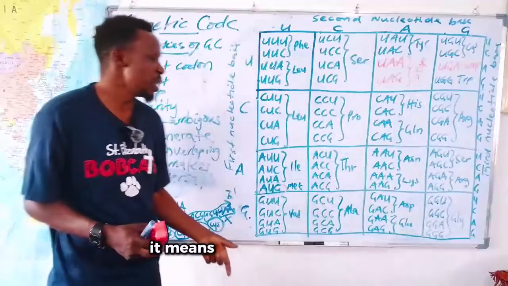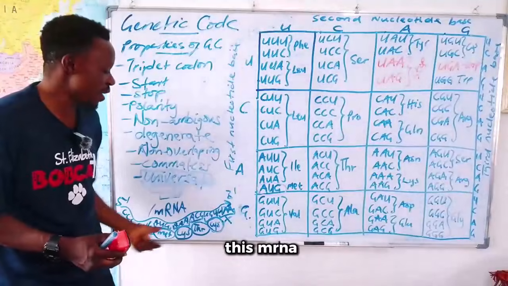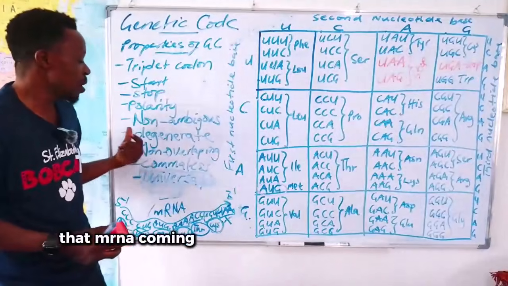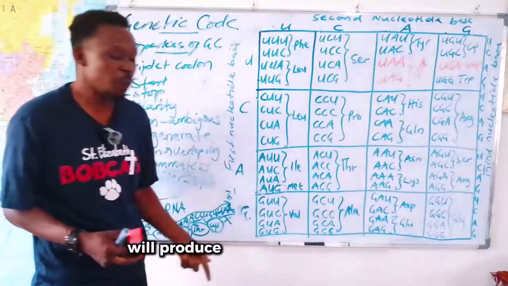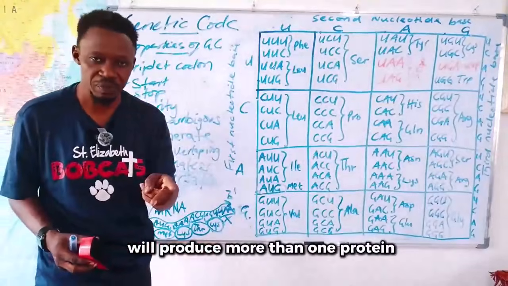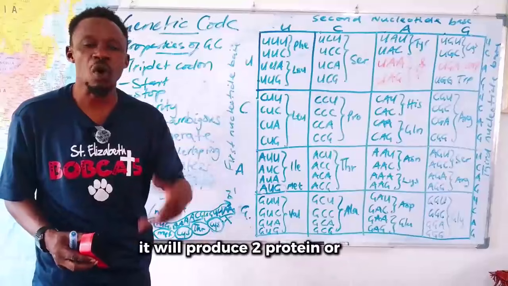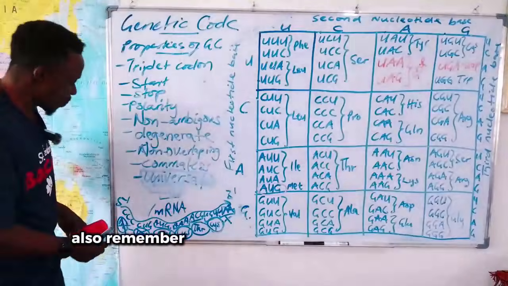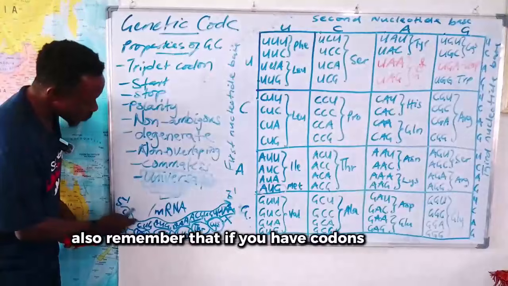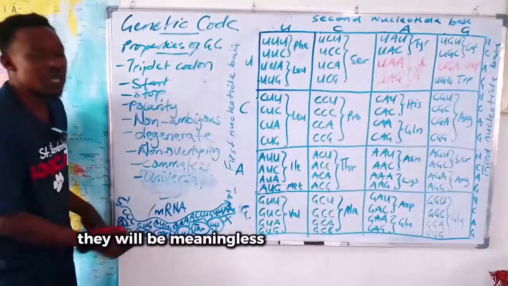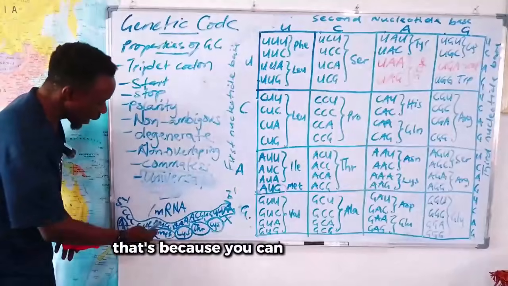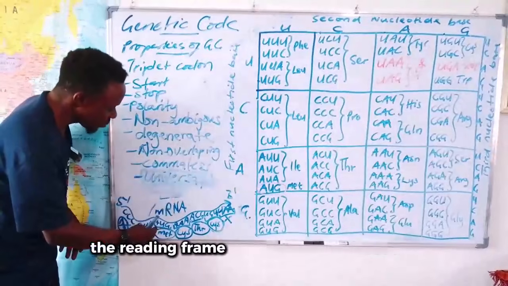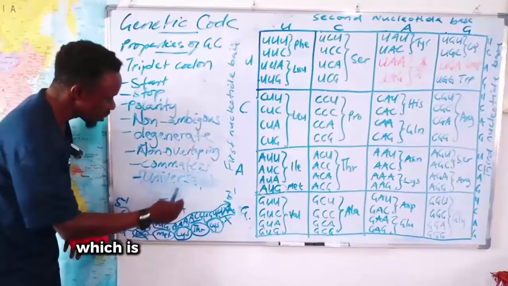In that case, it means that this mRNA, coming from the nucleus and heading into the ribosome, will produce more than one protein. It will produce 2 proteins or more. Also remember that if you have codons before the start codon, they will be meaningless. They will not make any sense, because the reading frame starts from the start codon, which is methionine.